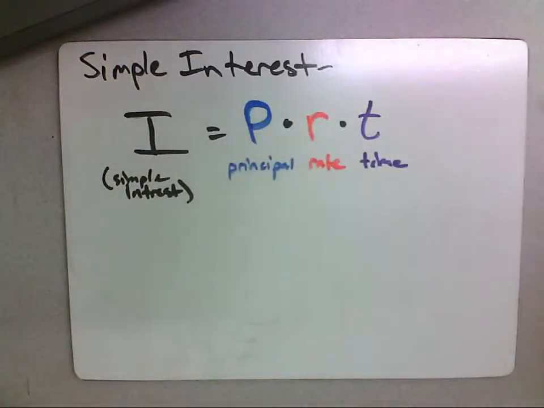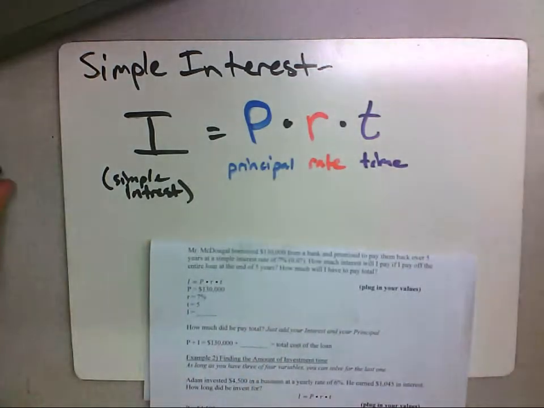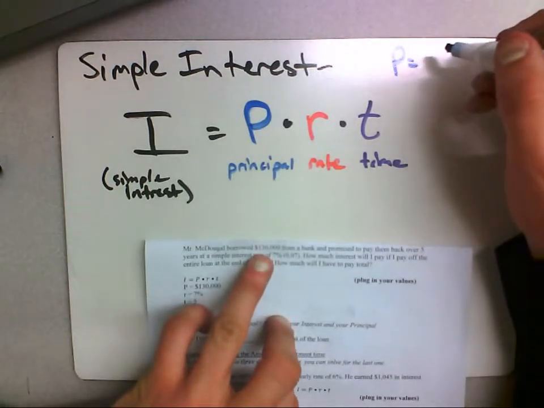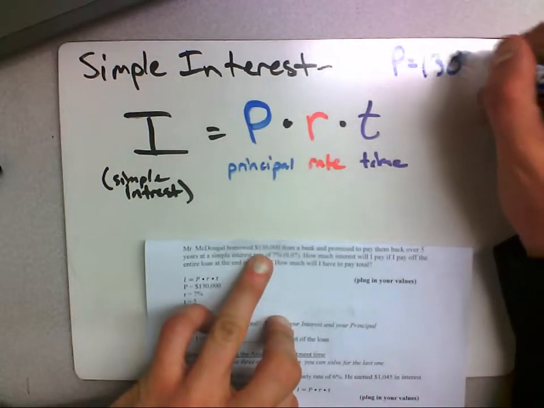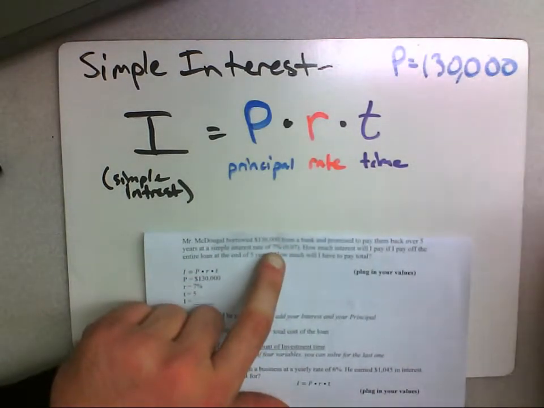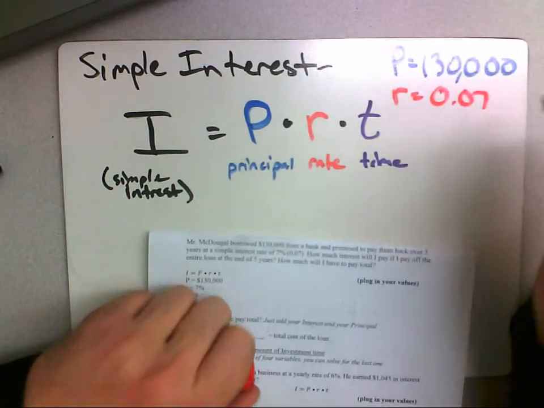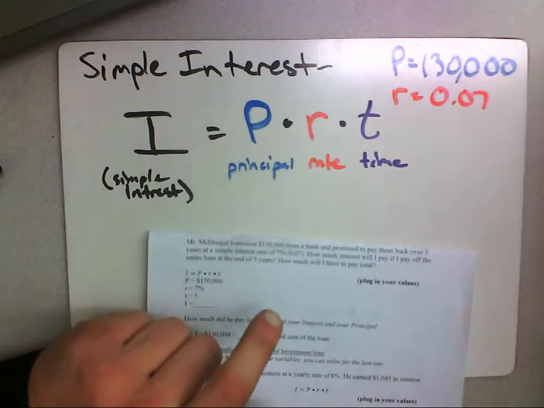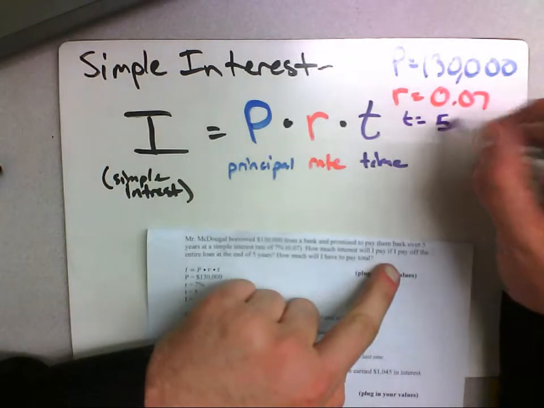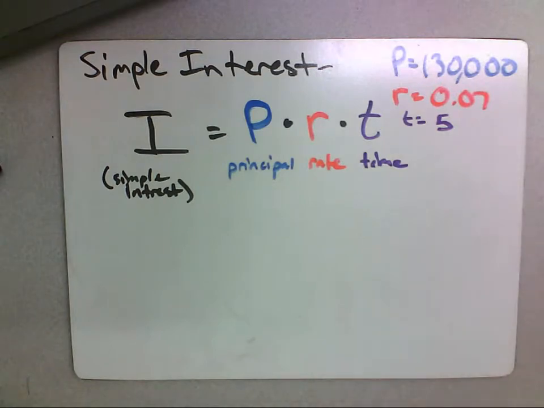So what can we pull out of that problem? If I read it again, I know that my principal amount is how much I borrowed originally. In this case, it's $130,000. I know my rate from reading this is going to be 7%. I know that my time in this loan case here is going to be 5 years. I do believe we've got enough stuff to plug in.